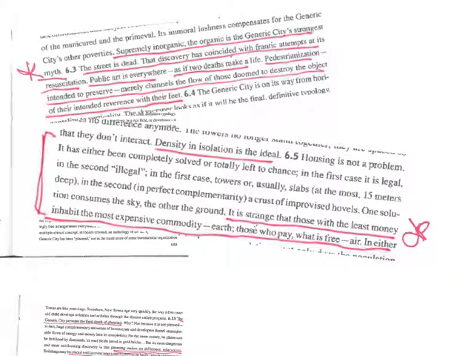Everyone's searching for something which is distinctive in a place which is not distinctive. And so, he's also, in this one point that's really interesting here, talking about Latin America more. He's saying the housing is not a problem. It's either been completely solved or completely left to chance. In the first case, it's legal. In the second, illegal. In the first case, towers or at least slabs. In the second, a crust of hovels. One solution consumes the sky, the other the ground. It's strange that those with the least money inhabit the most expensive commodity, earth, those who pay what is free, air. And so this is talking about, for instance, Latin America, where gated communities and gated towers will be up like this, and then around that will be informal settlement.